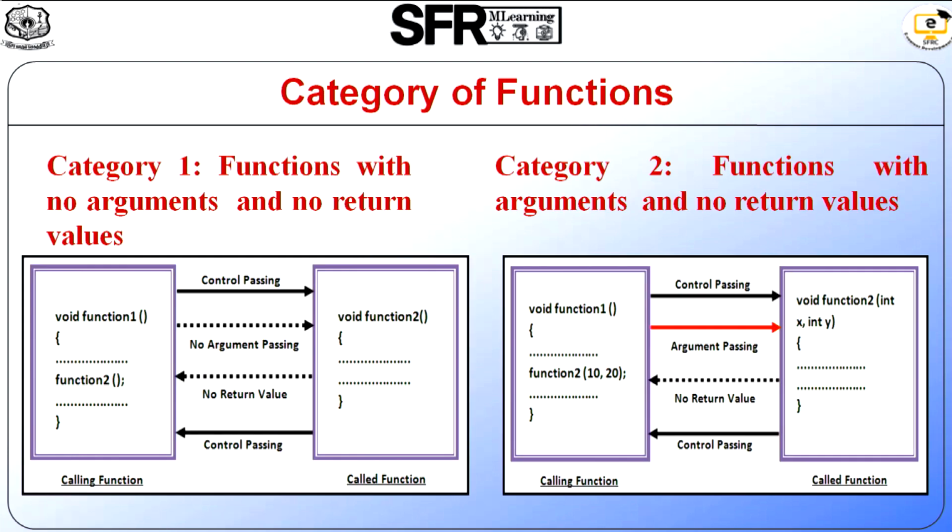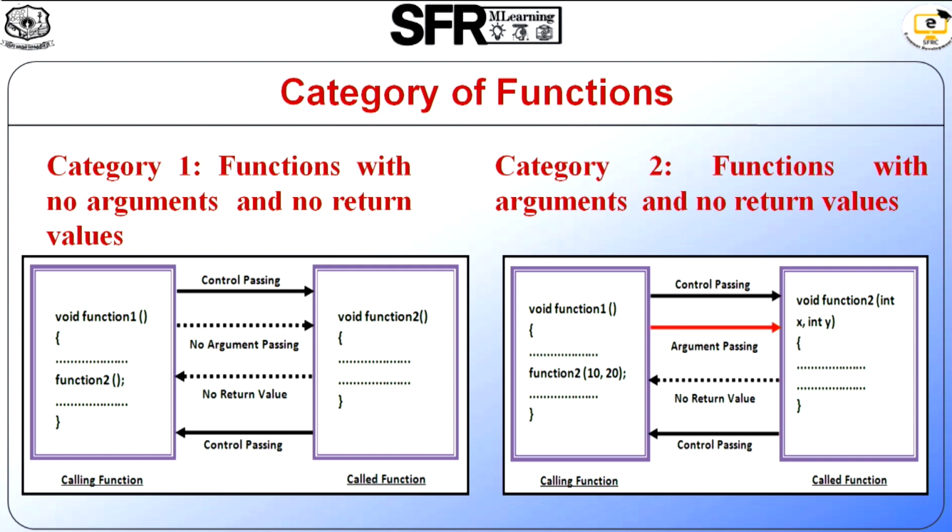Next, we see the categories of functions. There are 4 categories of functions. The first one is functions with no arguments and no return values. That means the function does not take any data as input and does not return any value to the calling function. This can be explained in the diagram. From the diagram we can clearly see that there is no data communication between the functions.